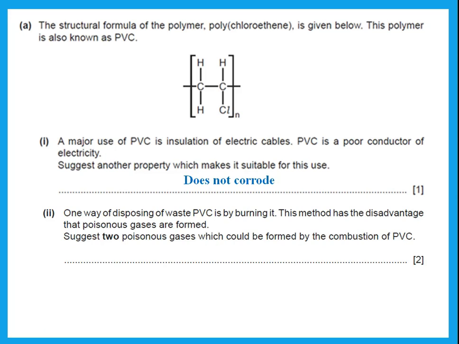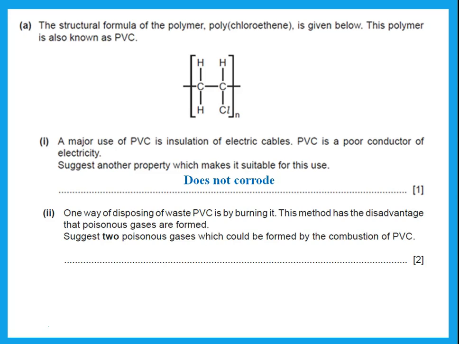Okay, the other question says one way of disposing of waste PVC is by burning it. So this is burning of a polymer. This method has a disadvantage that poisonous gases are formed. Now suggest 2 poisonous gases which could be formed by the combustion of this polymer.